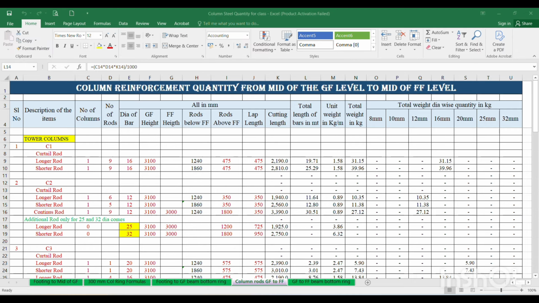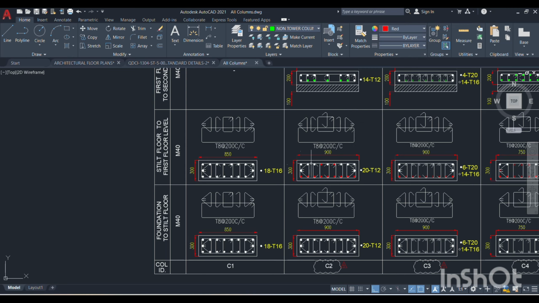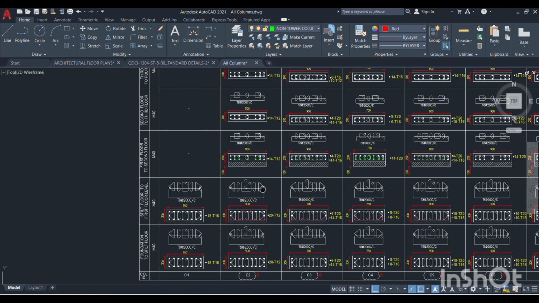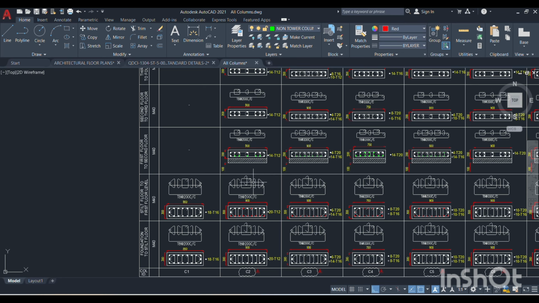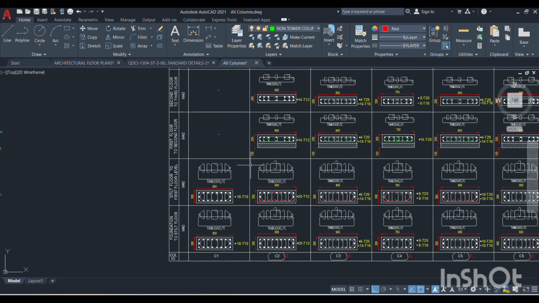So just see the AutoCAD drawing, the column reinforcement. This is the detail we are going to learn today. In the previous class we learned the column reinforcement from the ground floor level to mid of first floor level. Now we are learning from mid of first floor level to second floor level few rods, and from first floor level to mid of second floor level few rods. So here I am taking the column.